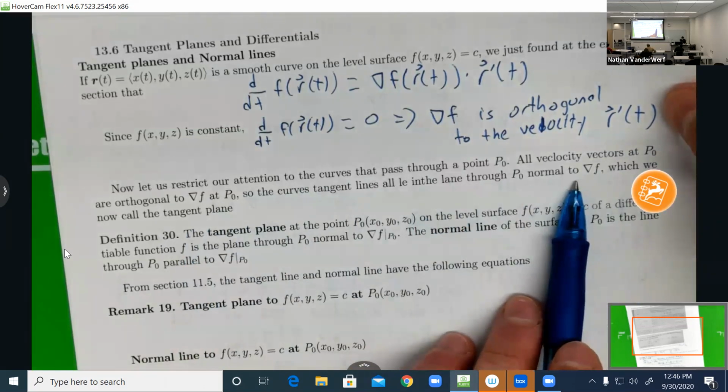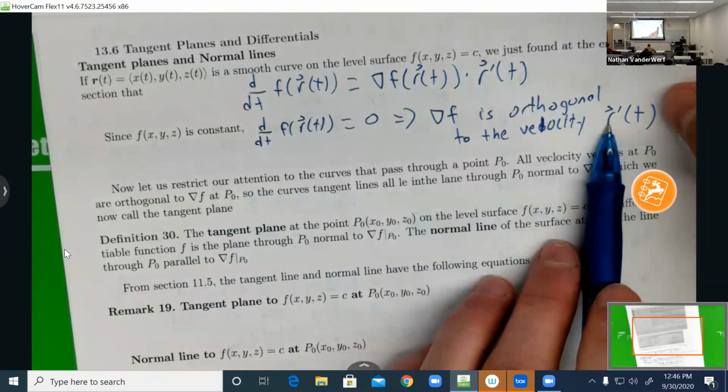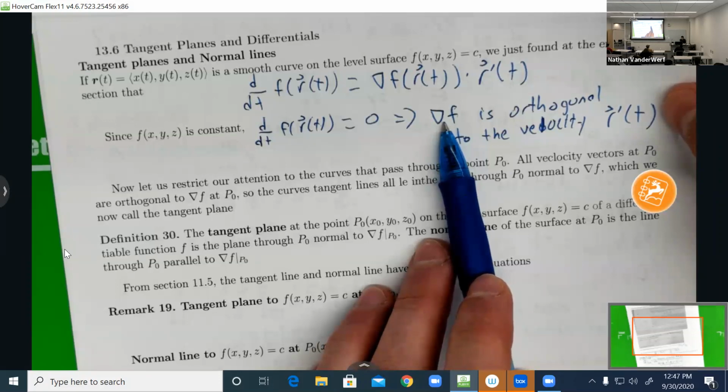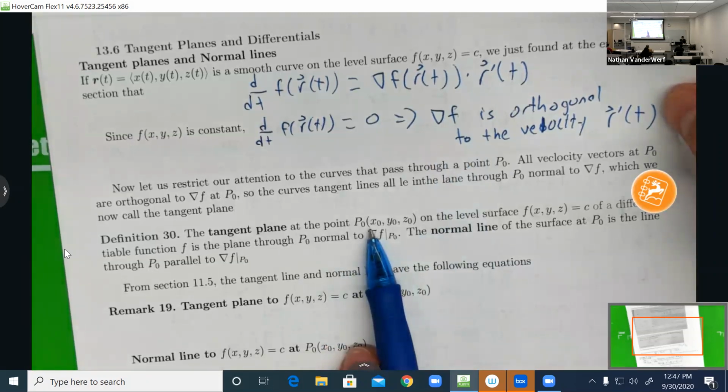Since all the velocity vectors, all these tangent lines, are normal to the gradient of f, that gives us a way to make a plane. Does that make sense? For a plane, you just take the normal vector, which is the gradient of f in this situation, and you dot it with P minus P0, where P is x, y, z and P0 is just the point on the plane.